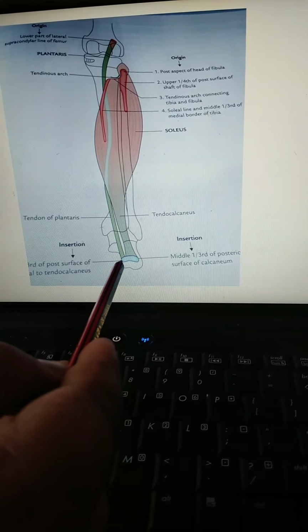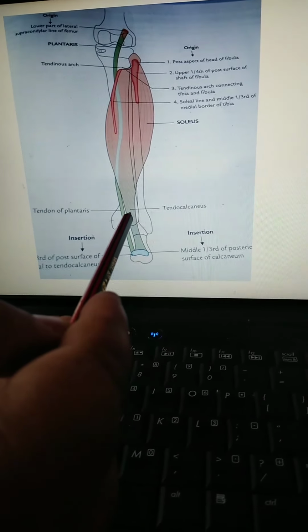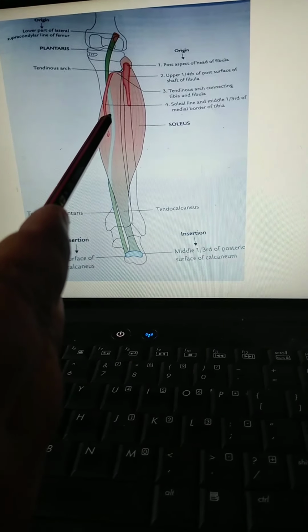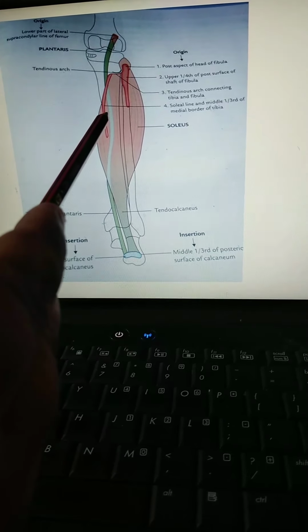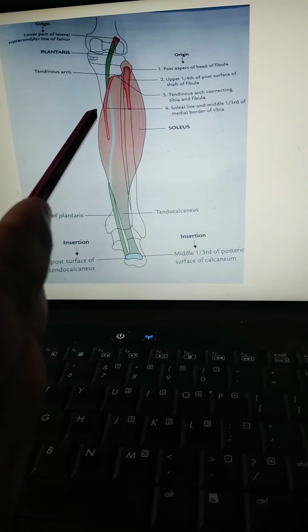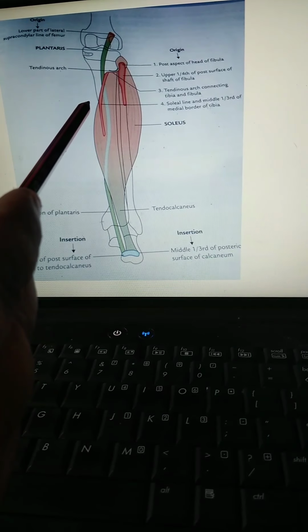Now, plantaris is a vestigial muscle in human beings and is absent in 5 to 10% of people. It is the muscle which is used for grafting, that is the reconstructive surgery of the tendons of the hand.